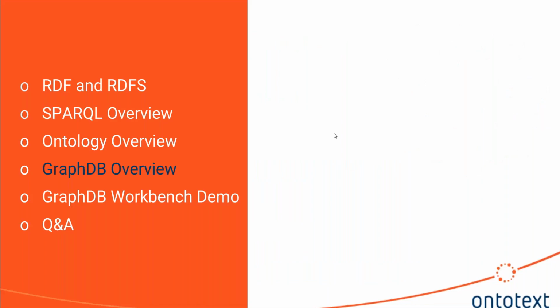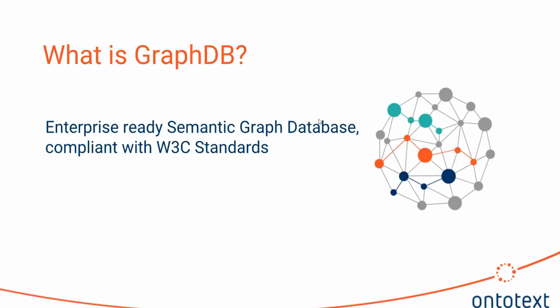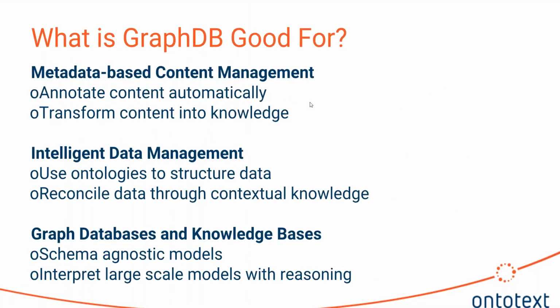Moving onwards towards what GraphDB is. GraphDB offers all of that. It's an enterprise-ready semantic graph database, and it's compliant with W3C standards and with SPARQL 1.1. What are the typical use cases of GraphDB? Well, it's a leader in the science and technology and medicine publishing and media spheres.